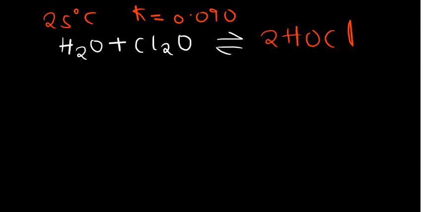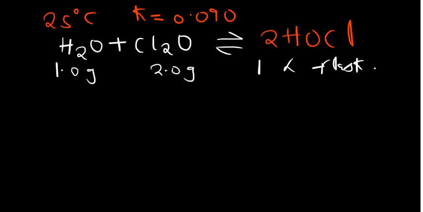Okay. So calculate the concentrations of both species at equilibrium for each of the following cases. So we've been given the mass. So we've been told 1.01 gram of that, 2.0 gram of that. They are mixed in 1 liter of a flask. So now the question is, calculate their concentrations. So a value of K is given, right?